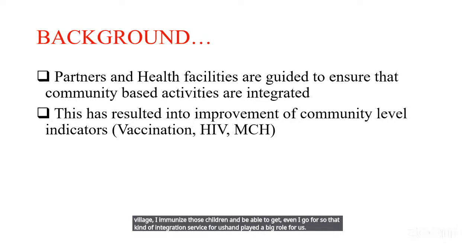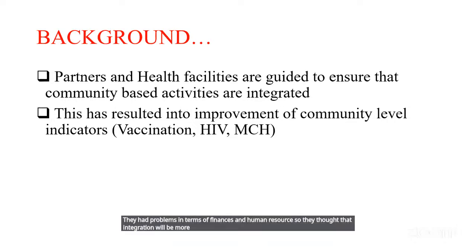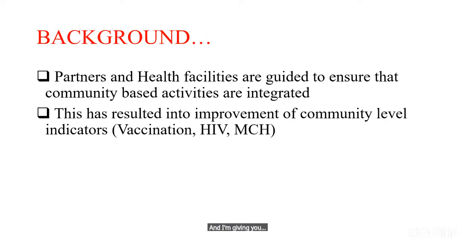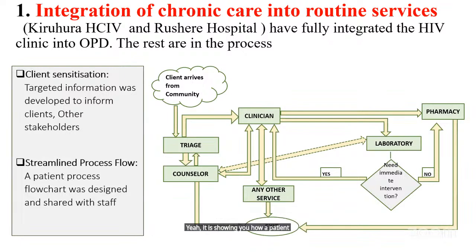Now, specifically for integration of the HIV clinic, Chirhura, I think Rwenkobwa Hospital started integrating one and a half years ago. They had problems in terms of finances and human resources, so they found that integration was more effective. But again, even Chirhura Health Center 4 had come on board following the circular. I've given you a guidance, which you can see on the screen. Next, can you go to the next slide? It is showing you how a patient arrives in OPD at Chirhura Health Center 4.